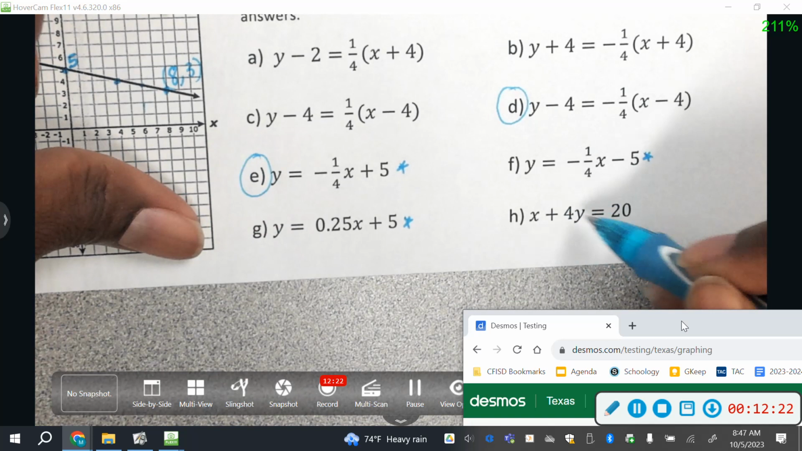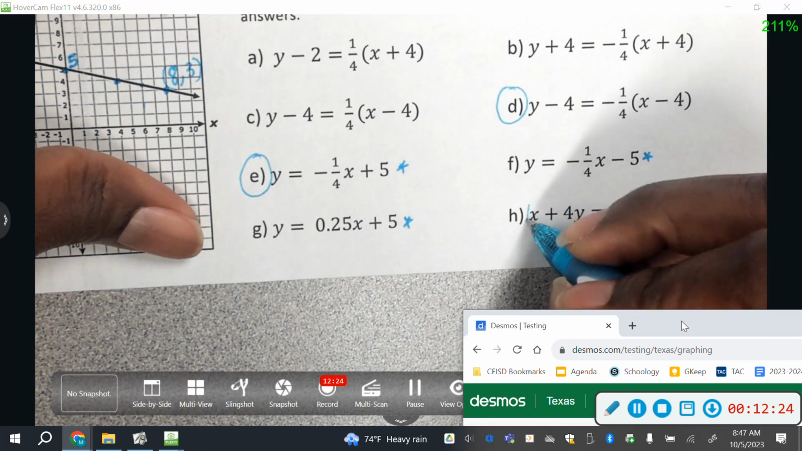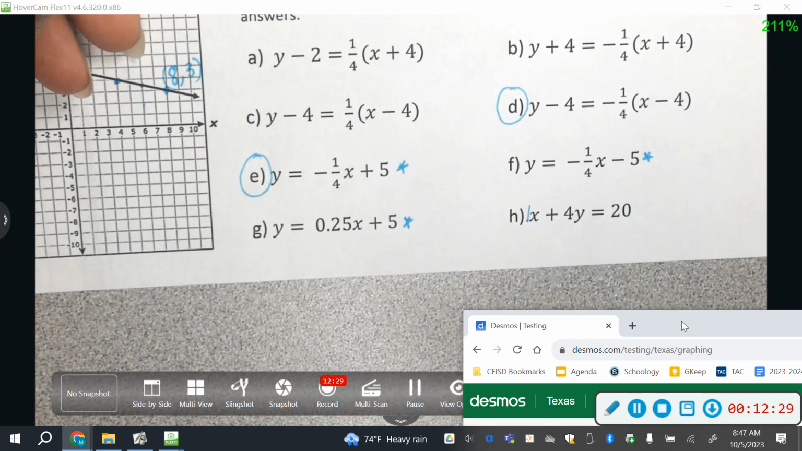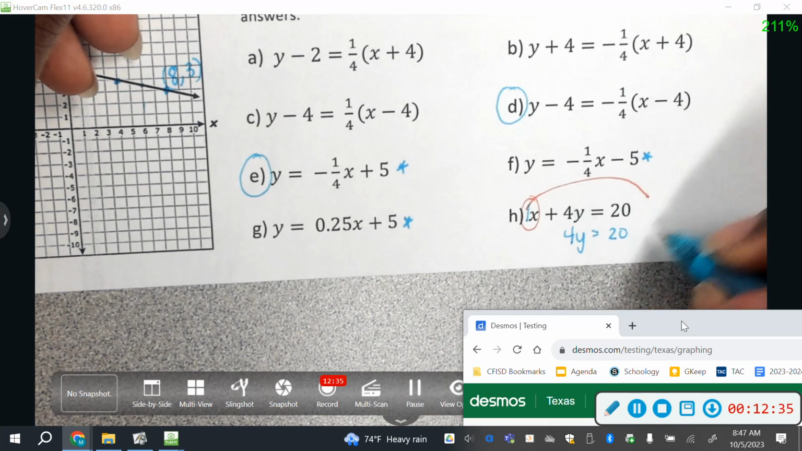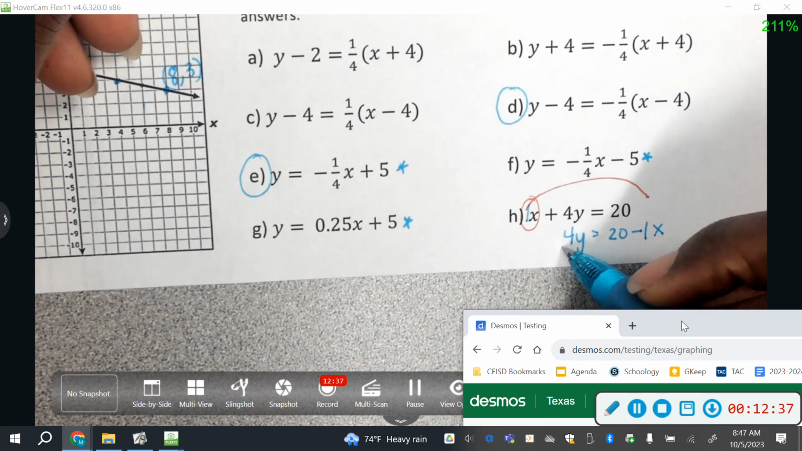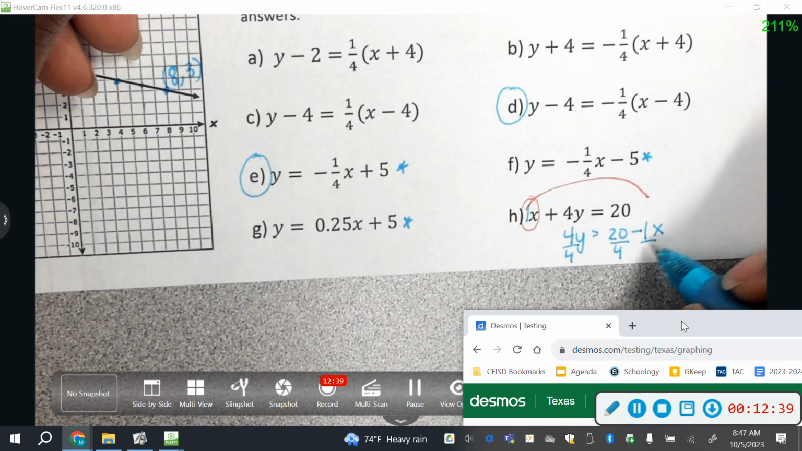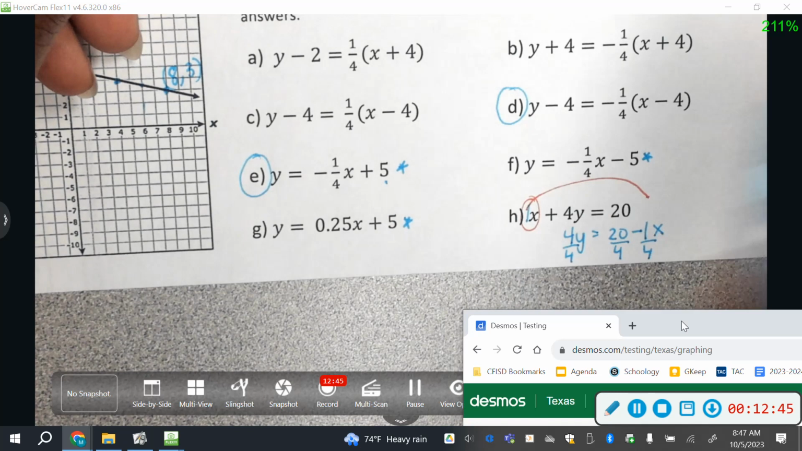And H is kind of scary, well, not scary, but we have to work it out. So for H, you would have had to once again work out the standard form equation. Once you work it out, you are going to get that same, what's 20 divided by 4? 5. And -1 over 4, that's what we needed.